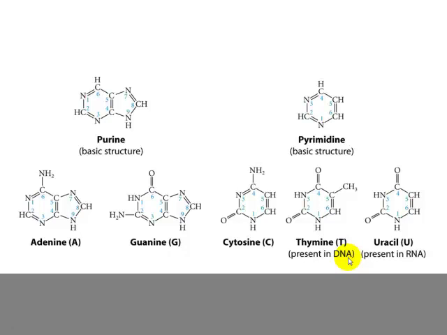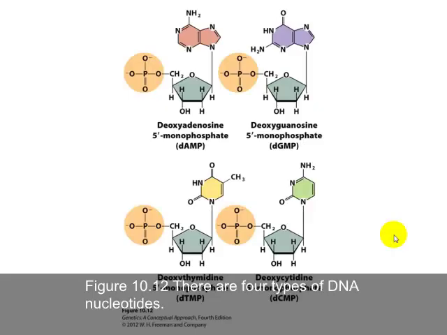Okay, so we have already 2 differences down. First one is the sugar, that in RNA you have which sugar again? Ribose. In DNA, deoxyribose. Another difference, DNA will have thymine instead of uracil, or RNA will have uracil instead of DNA's thymine.